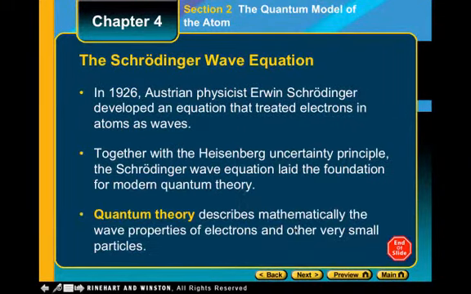Okay, Schrödinger was an Austrian physicist, and he developed these equations that describe the wave properties that electrons have. And together with the Heisenberg uncertainty principle, that was the foundation for the modern quantum theory.